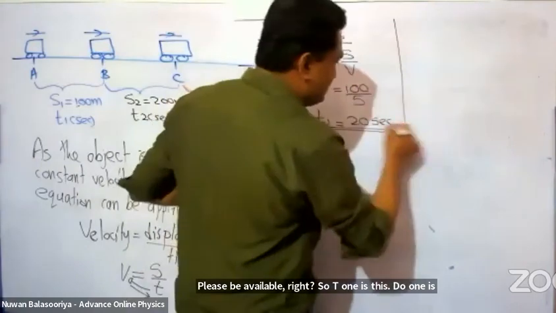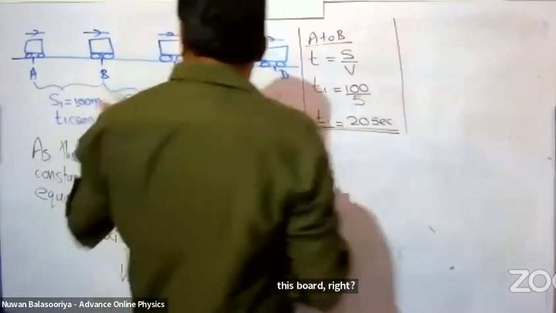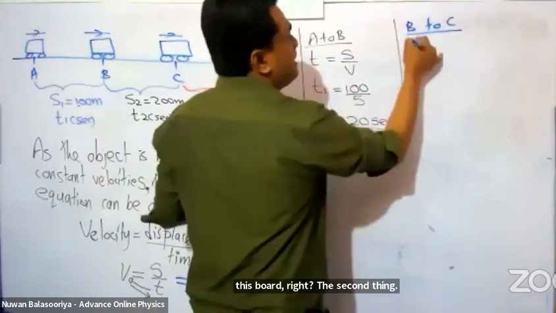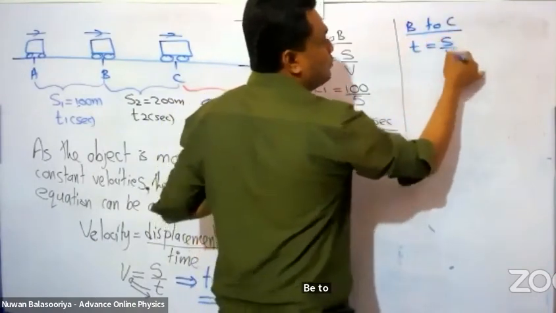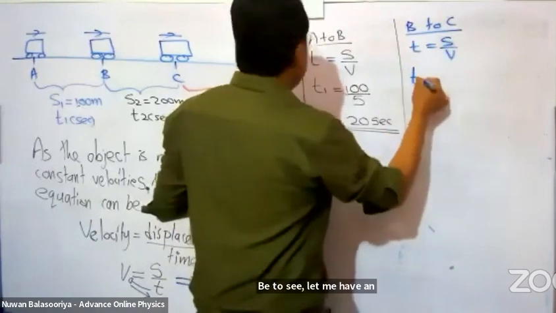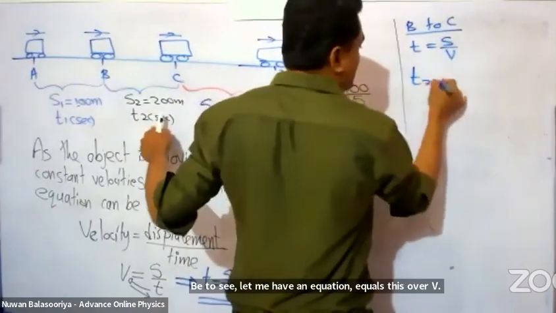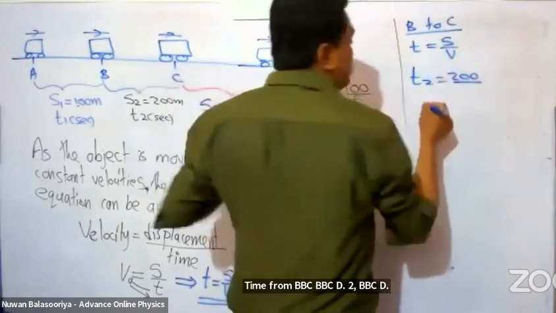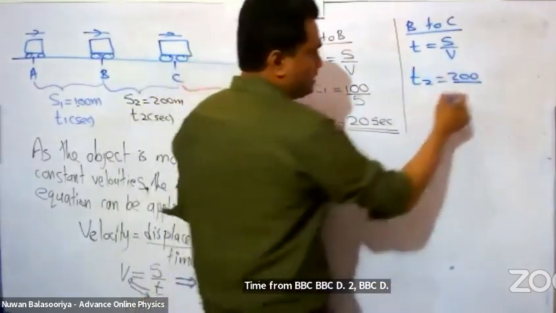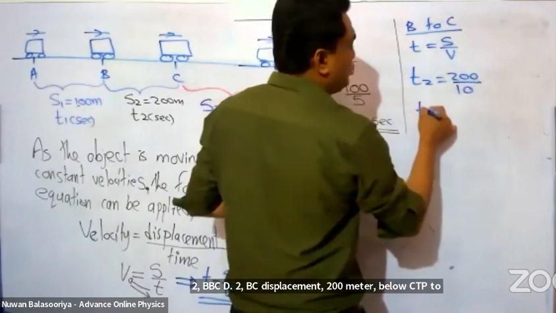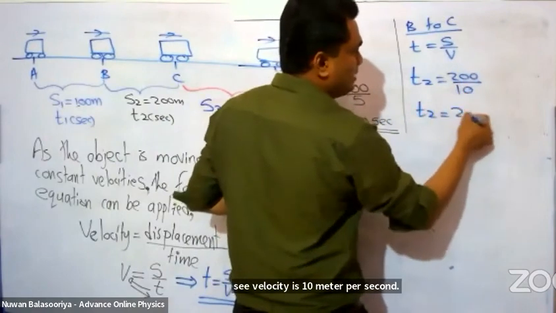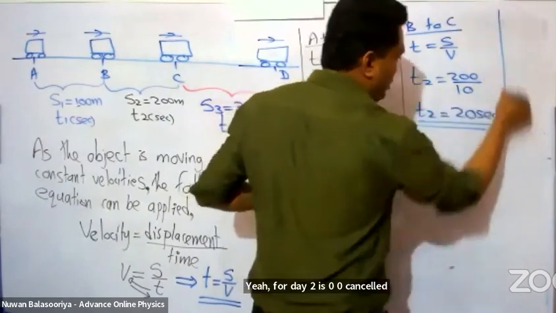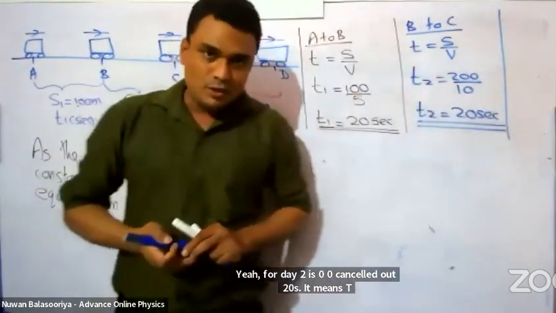The second thing, BC section. B to C. Let me apply the equation T equals S over V. Time from B to C is T2, B to C displacement is 200 meter, velocity B to C is 10 meter per second. Therefore, T2 is, zero cancelled out, 20 seconds. It means T1, T2 both are equal.